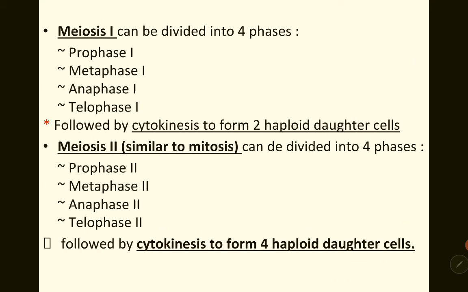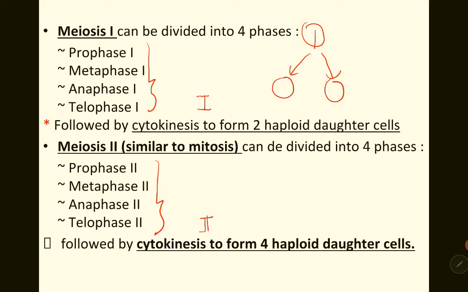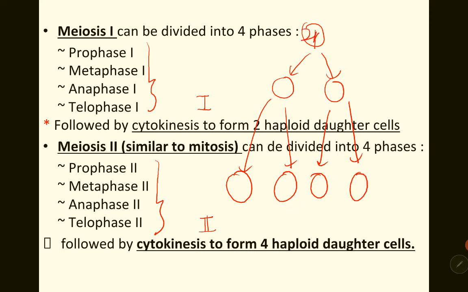Meiosis 1 has 4 phases: prophase 1, metaphase 1, anaphase 1, telophase 1, followed by cytokinesis 1. So one cell divides into 2 cells. Meiosis 2 has prophase 2, metaphase 2, anaphase 2, telophase 2, followed by cytokinesis 2 to produce 4 haploid daughter cells. So this is 2n producing n, the haploid.